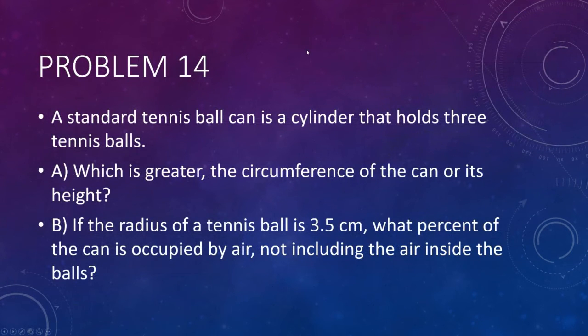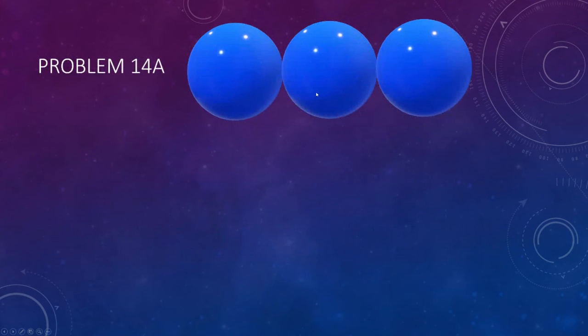Okay, next we're going to take a look at problem number 14. It says a standard tennis ball can is a cylinder that holds 3 tennis balls. Which one is greater, the circumference of the can or its height? And then part B, if the radius of a tennis ball is 3.5 centimeters, what percent of the can is occupied by air, not including the air inside the balls?